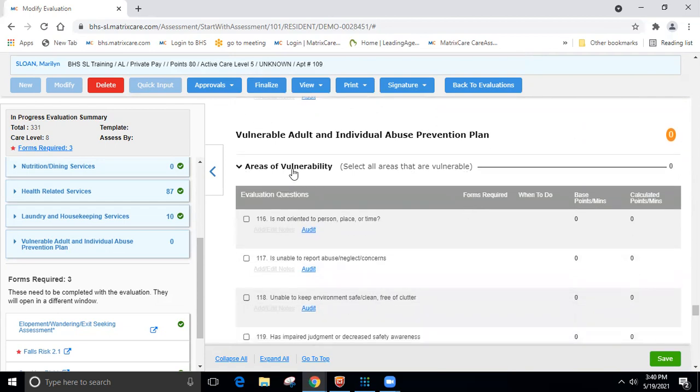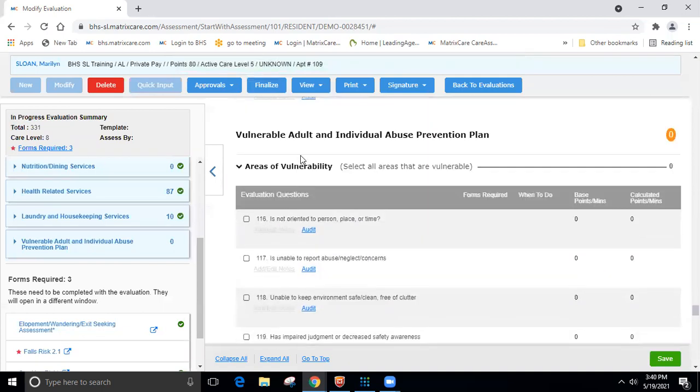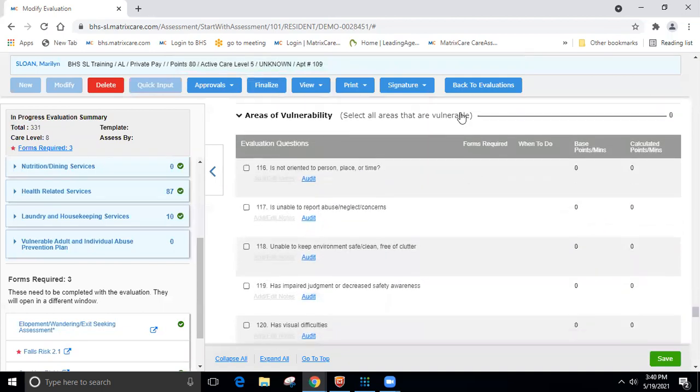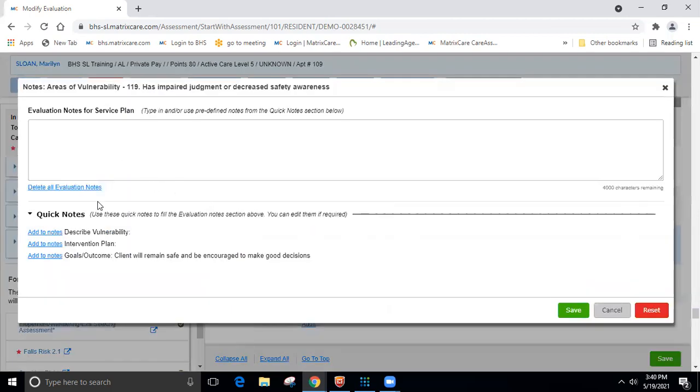The last section here is a vulnerability. Most of the vulnerability, you're selecting all areas that they're vulnerable. So if they're vulnerable because their environment isn't safe or free of clutter or it has impaired judgment, you just click on the question. There's some quick notes to describe the vulnerability. So you could just put in why they're vulnerable.